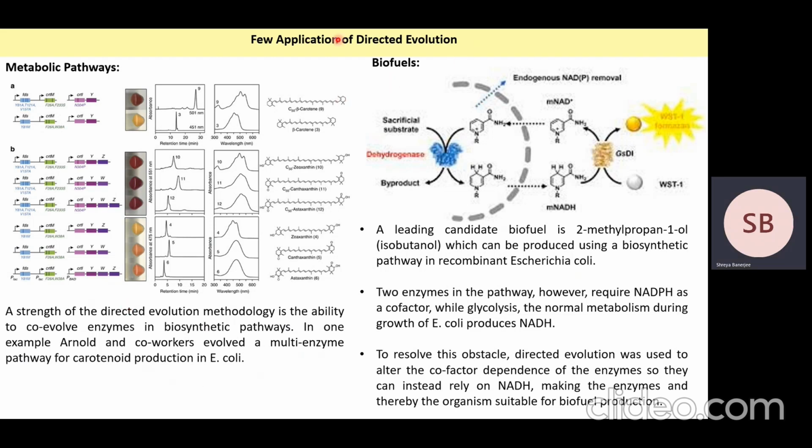Another application is in biofuels. A leading candidate biofuel is 2-methyl-propan-1-ol or isobutanol, which can be produced using a biosynthetic pathway in recombinant E. coli. Now, two enzymes in the pathway require NADPH as a cofactor, but while glycolysis, the normal metabolism during growth of E. coli, produces NADH. To resolve this problem, directed evolution was used to alter the codependence of the enzymes so they can rely instead on NADH, making the enzyme and organism suitable for biofuel production. So the mutated enzyme can now use NADH to carry out its growth and metabolic activities so that it can be used as a biofuel.